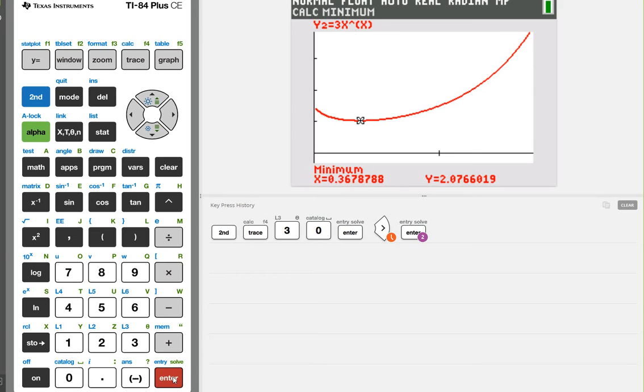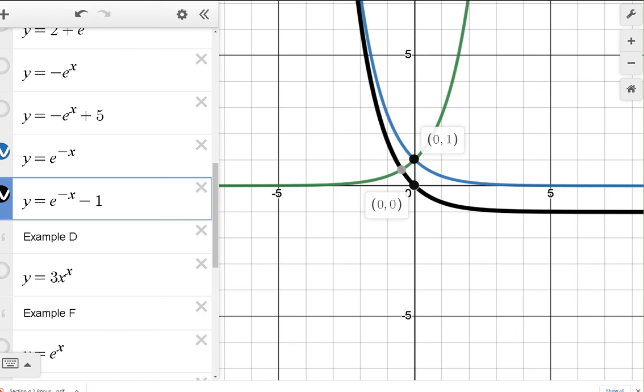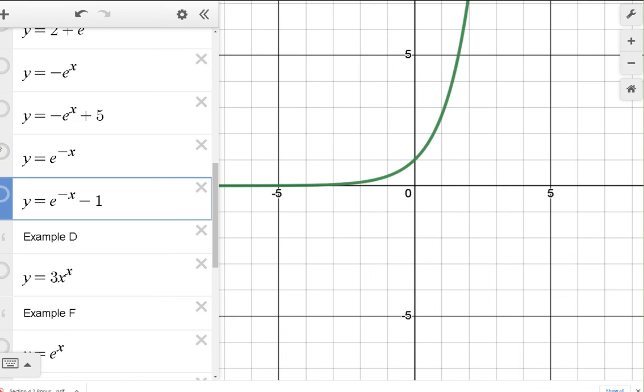Now, let's see who's paying attention. Which coordinate do I want here? The y coordinate. All right, so that's my local minimum. If I round that to the nearest thousandth place, they wanted 2 decimal places, so I'm going to go 3. The nearest thousandth, what would that be? 2.077.